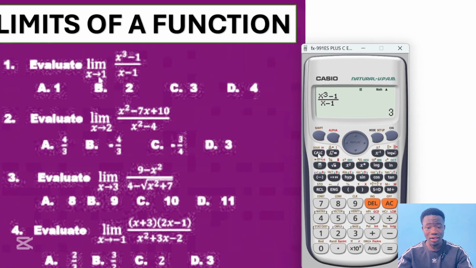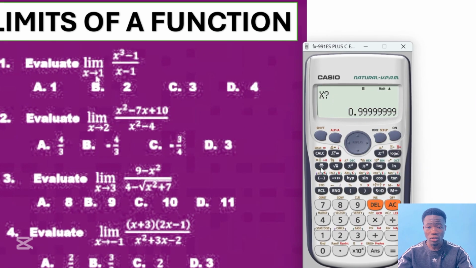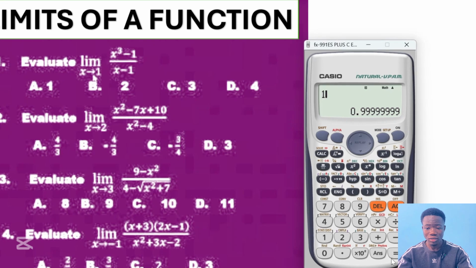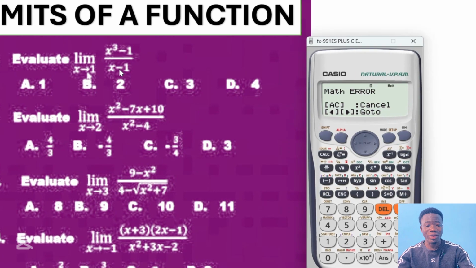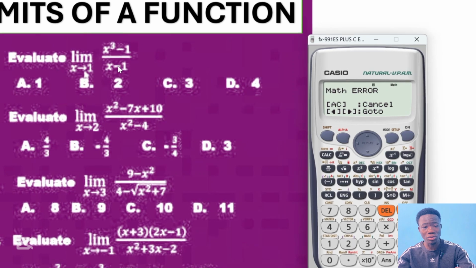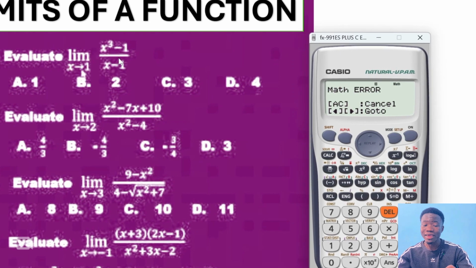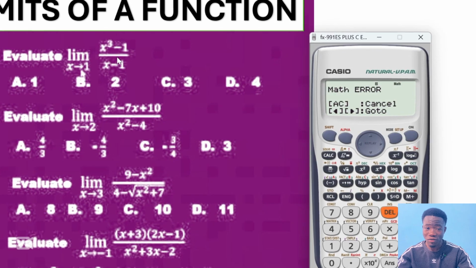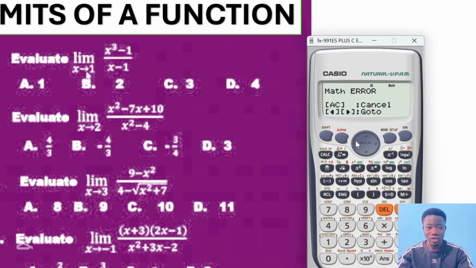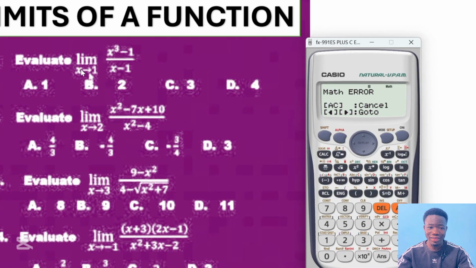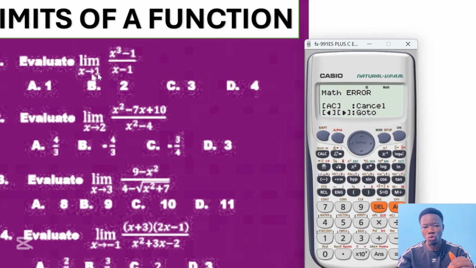Now let's use the calc, and we use the 1, then you see the difference. If I use 1, it will tell you what? Math error, which means when x is 1, then you have the denominator being 0, and any number divided by 0 is undefined. Alright, so it gives you a math error. That is why you don't use the number exactly here, but you use a number closer to it.